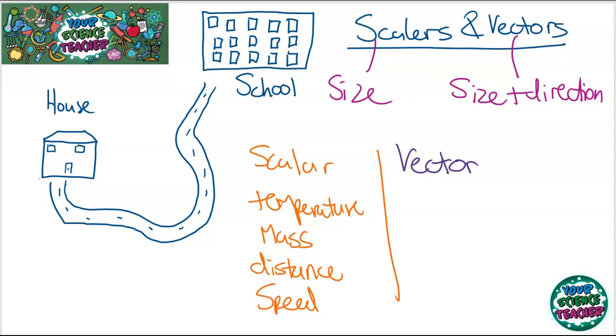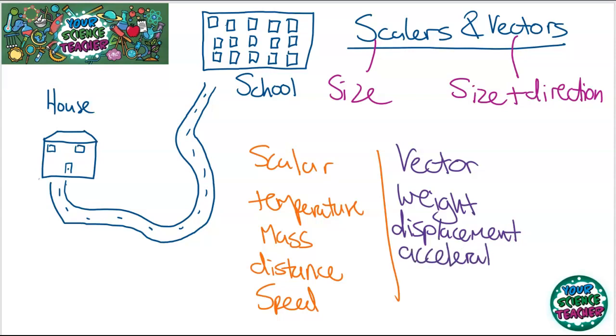Some examples of vectors are weight, because you have to times the mass times gravity, so it's always going down, being attracted to the centre of the earth. Other vectors are displacement, which is the distance moved in a certain direction. You also have acceleration. Remember, acceleration can be positive or negative depending on which way you're going, and also velocity.